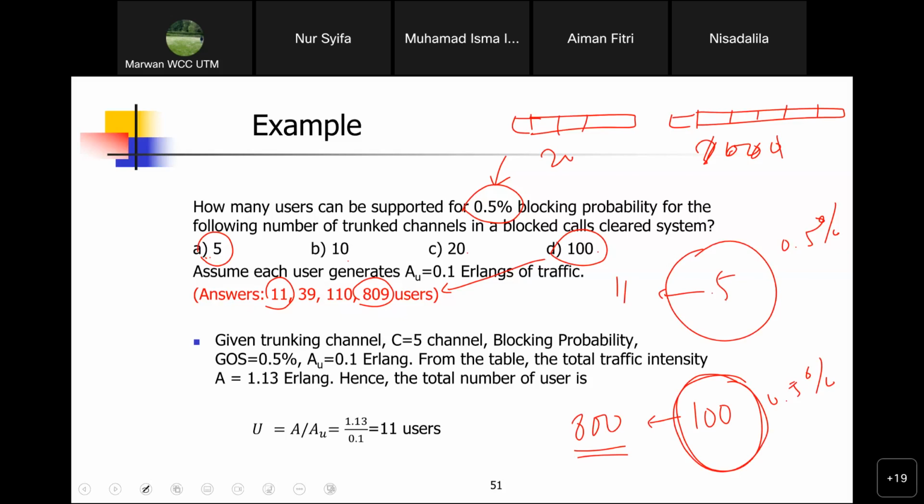So the probability that a counter is going to be free also increases exponentially. That is why, when you start with a bigger number of counters with the same grade of service, 5 counters can serve only 11 users, but 100 counters can serve about 800 users. So the multiplication of users or subscribers with a bigger number of physical channels is more. This is 8 times, from 100 channels to 800 users, versus 5 channels to only 11 users, which is about 2 times. So this is what it means.